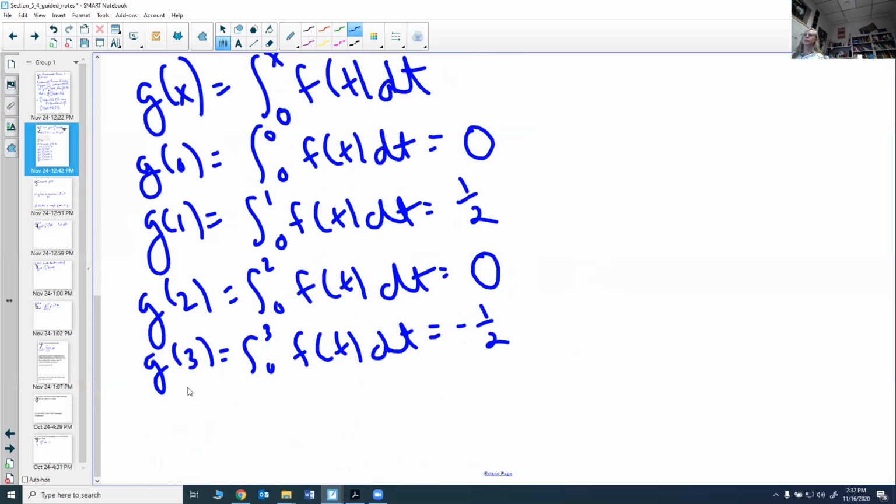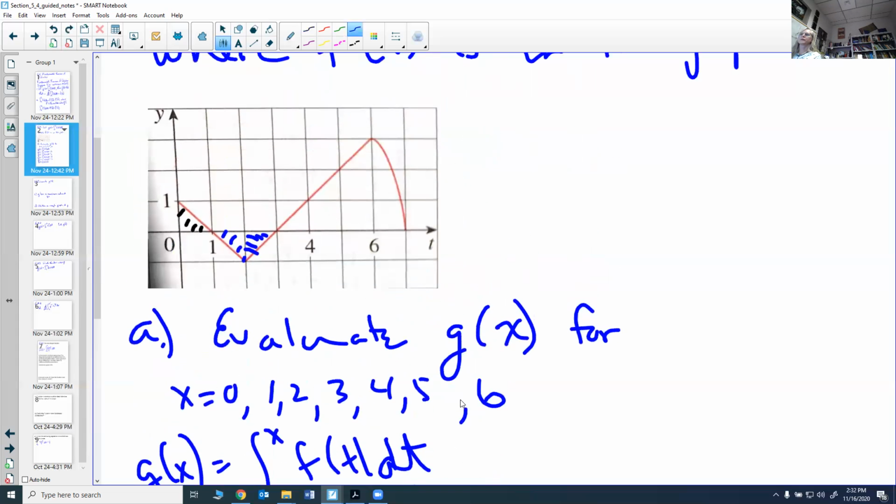G of 4 equals the integral from 0 to 4 of f of t dt. Coming back up here to our graph, again, we have this whole area, this whole area, this whole area, and now this one too. So again, these two cancel each other. These two also cancel each other. So we're back to 0.